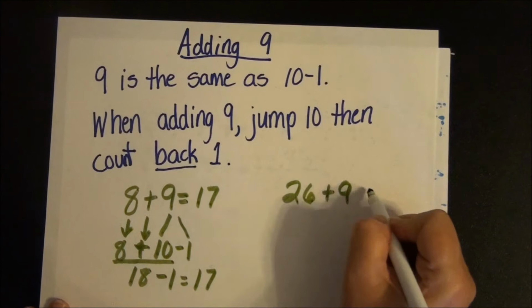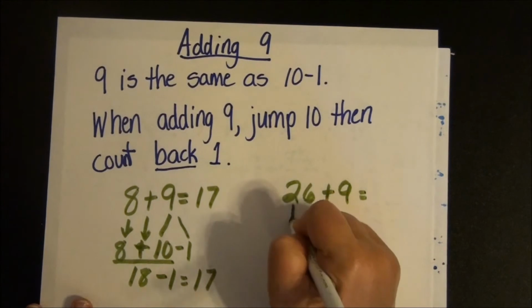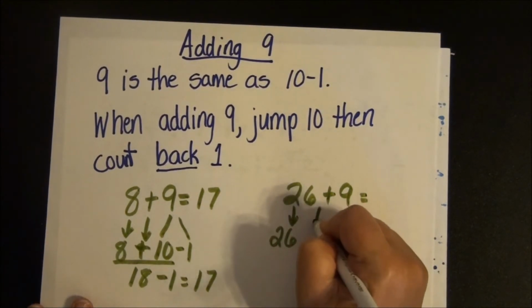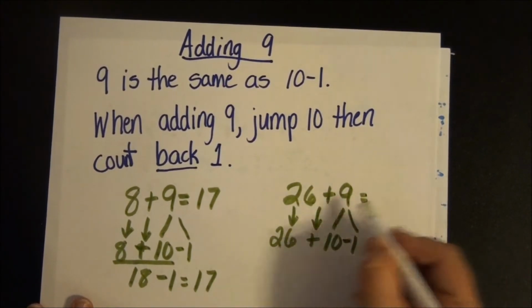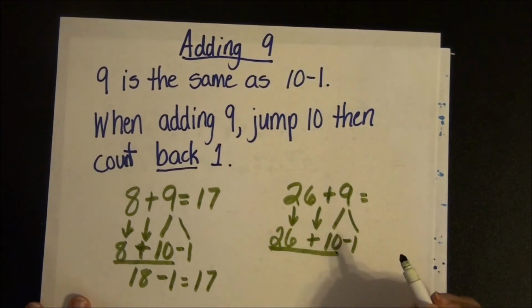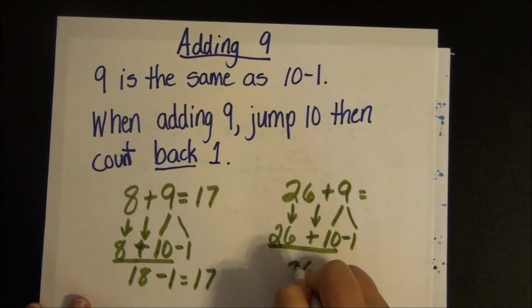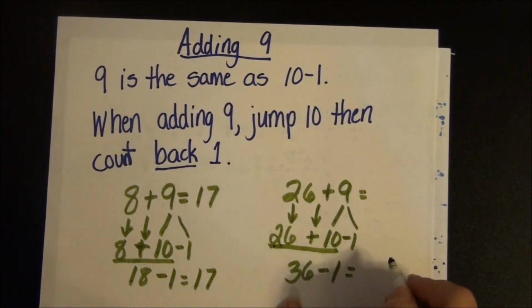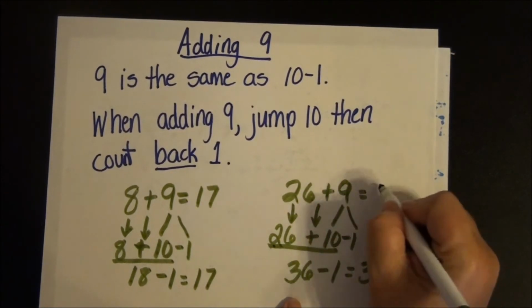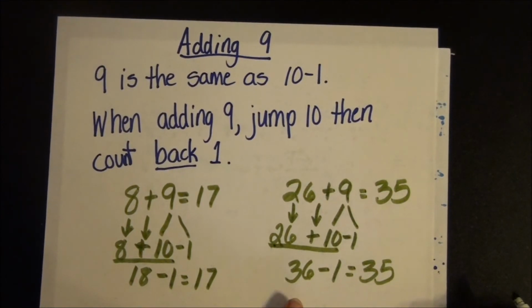26 plus 9. I see that I'm adding 9, so I know that's 10 minus 1. So I'm going to rewrite my other number, rewrite my plus sign, then I'm going to split this into 10 minus 1. I'm going to add my two numbers that I have, 26 plus 10. So I jump 10, 26, I keep the 6 in the ones place, I add 1 to the tens place, that's 36, minus 1, 36 minus 1, the number before 36 is 35. And there you go, 26 plus 9 is 35.